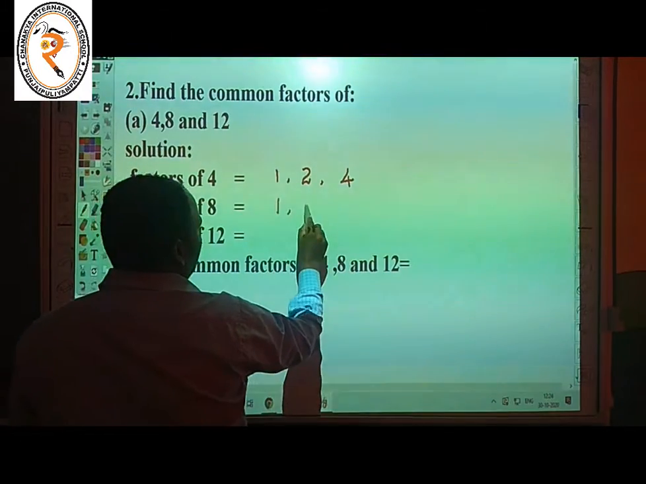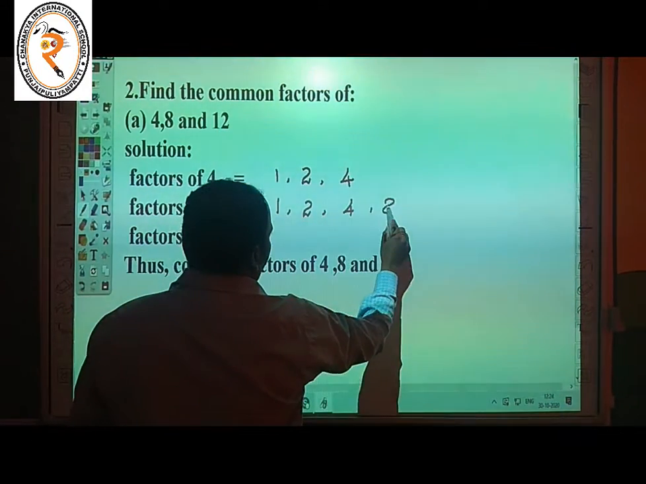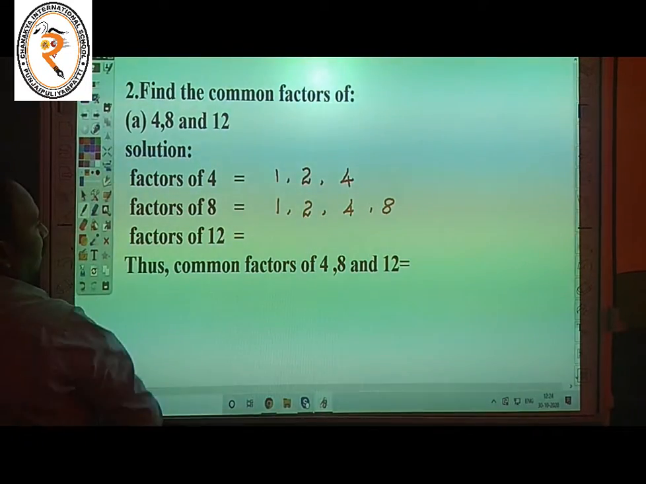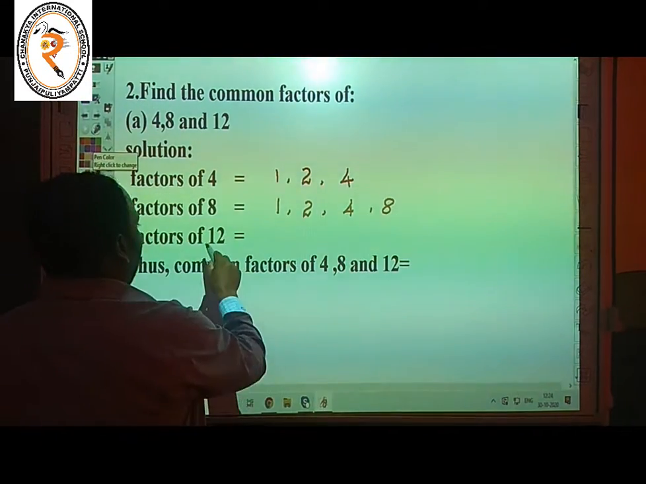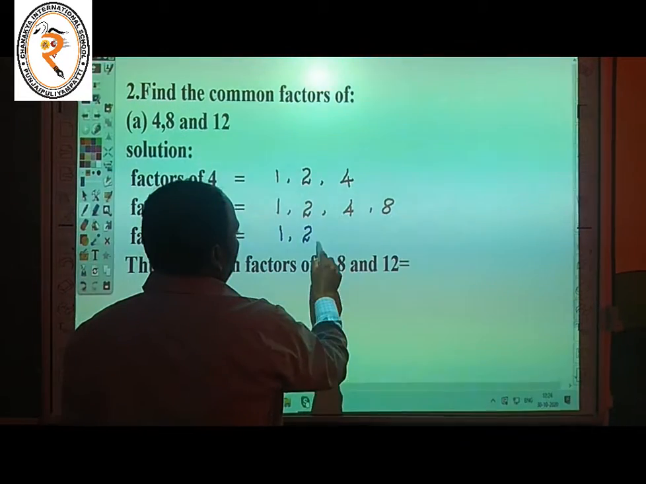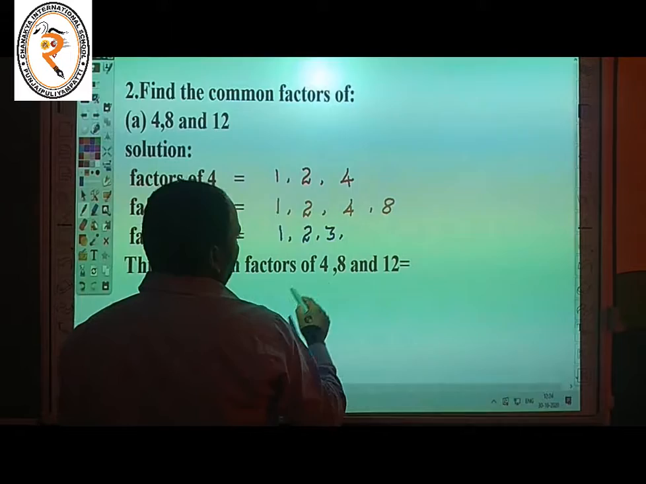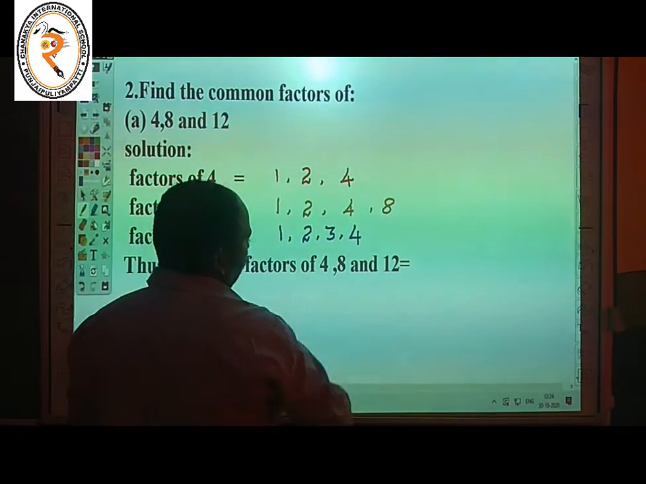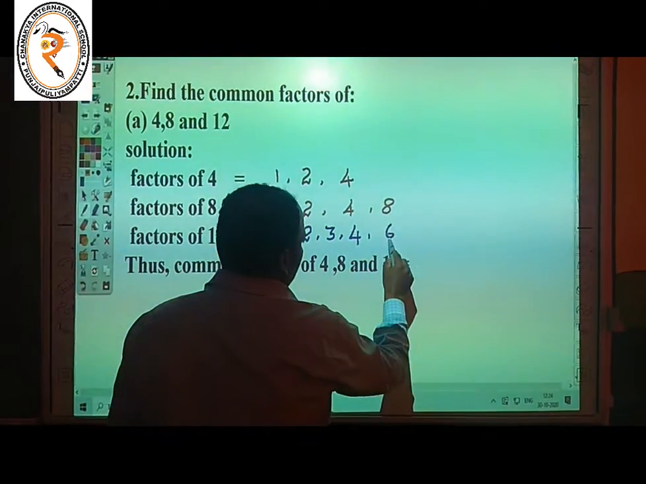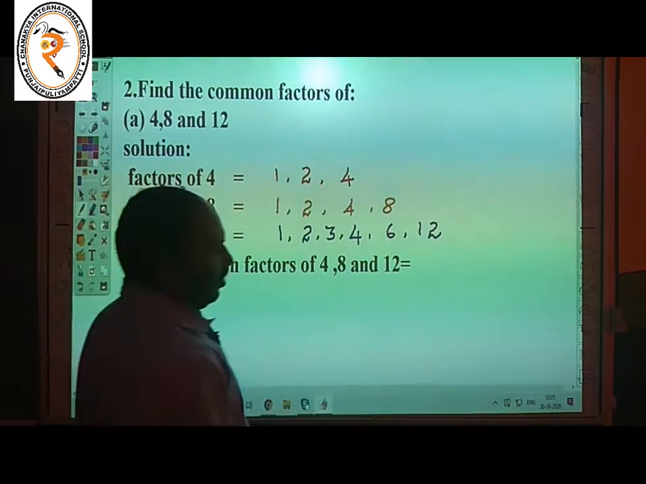Factors of 4: 1, 2, 4 and itself. The next one, factors of 8. Factors of 12: 1, 2 and 3 is a factor of 12, so 3, 4 3s are 12. Next one 4: 1, 2, 3, 4. The next one 6. Then finally itself, 12.